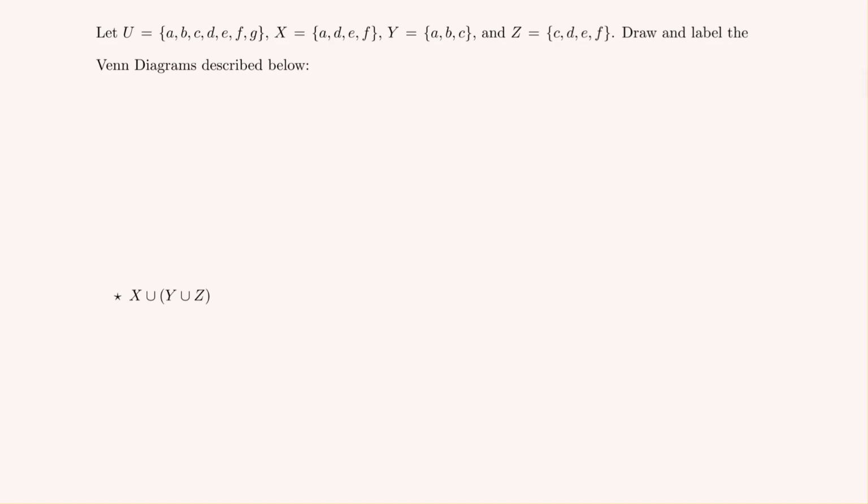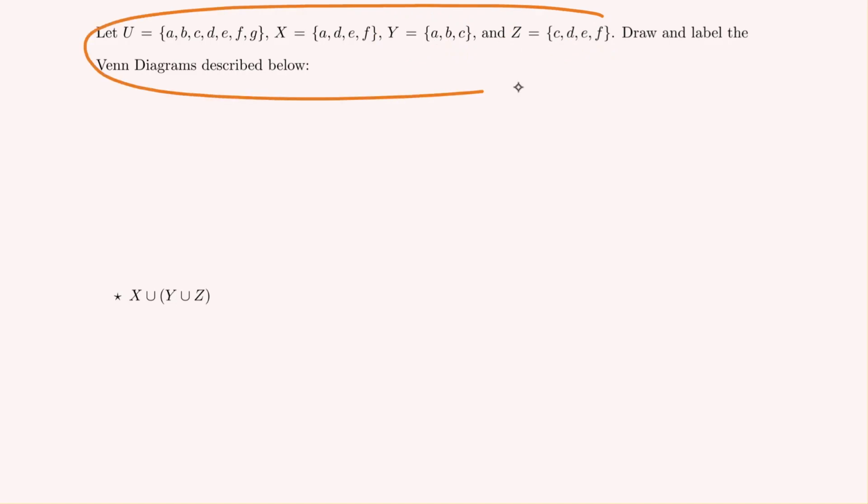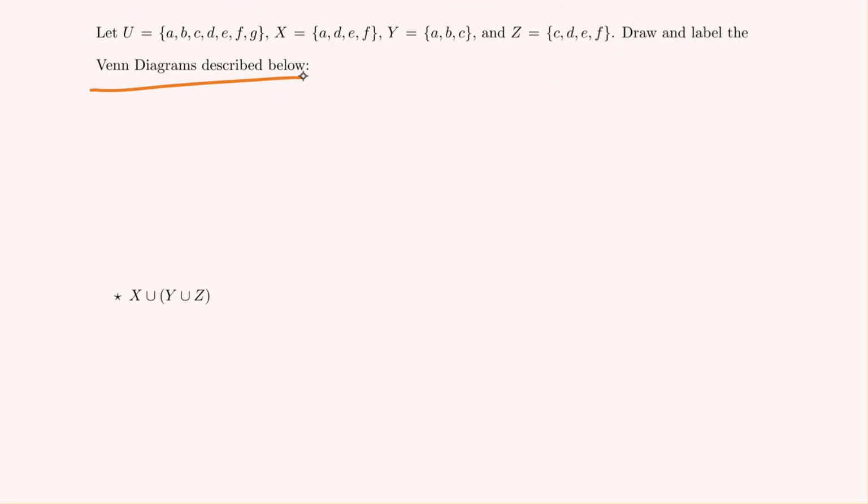In this example, we're asked to consider the set U, which has elements A, B, C, D, E, F, and G, the subset X, which has elements A, D, E, and F, the subset Y with elements A, B, C, and the subset Z with elements C, D, E, and F. Based on this set and its subsets, we need to draw and label the Venn diagrams described here.